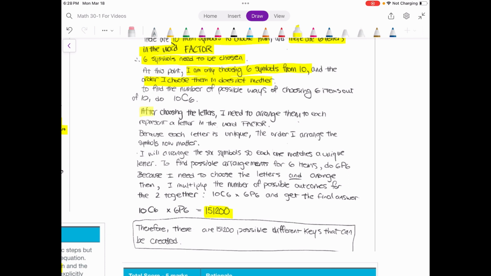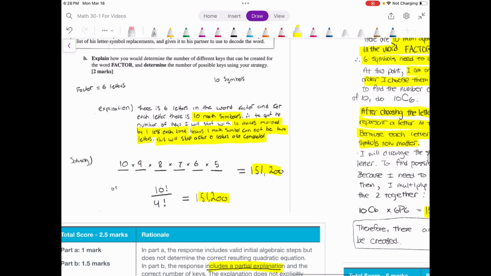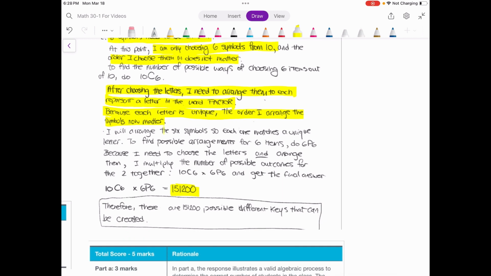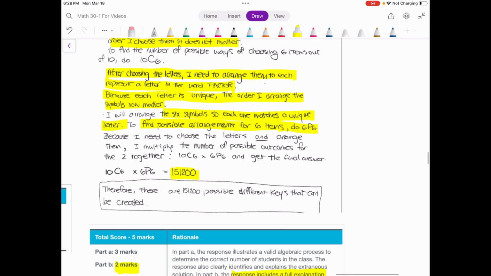Now look, after choosing the letters, I need to arrange them. I need to arrange them to each represent a letter in the word factor. Because each letter is unique, the order I arrange the symbols now matters, right? That's really all this one was missing, right? I will arrange the 6 symbols so one matches a unique letter. To find the possible arrangement for 6 items, we can do 6 permute 6.